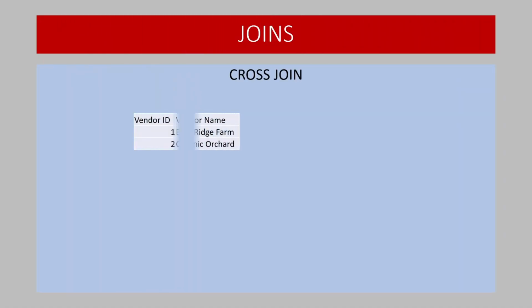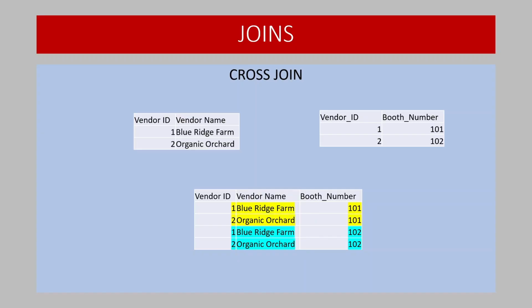The example is the same way, two tables. When you use cross join, every row from the first table will match with every row from the second table. Same way, if you look at vendor ID one, Blue Ridge Farm, it's matched with booth number 101 and 102. Same way, Organic Orchard matches with 101 and 102. This is cross join. Okay.